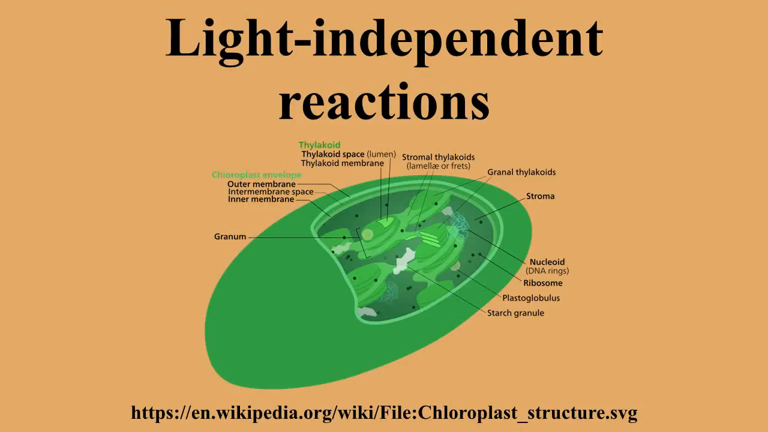The light-independent reactions of photosynthesis are chemical reactions that convert carbon dioxide and other compounds into glucose. These reactions occur in the stroma, the fluid-filled area of a chloroplast outside of the thylakoid membranes. These reactions take the products of light-dependent reactions and perform further chemical processes on them.